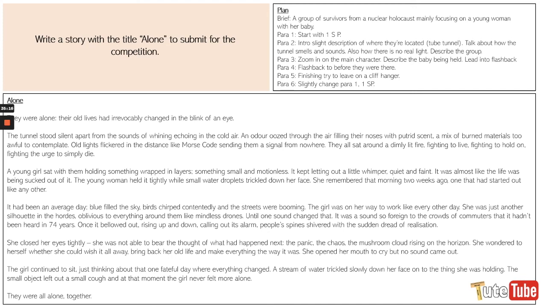My first paragraph, I've decided to only write one sentence. My second one is an introduction with a slight description of where they're located, which is a tube tunnel. I'm going to talk about how the tunnel smells and sounds, also how there is no real light, and describe the group. Paragraph 3, I'm going to zoom in on the main character, describe the baby being held, leading to a flashback. Paragraph 4, I'm going to write my flashback to before they were there. Paragraph 5, I'm going to finish.